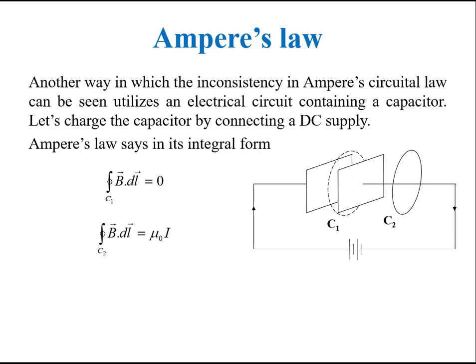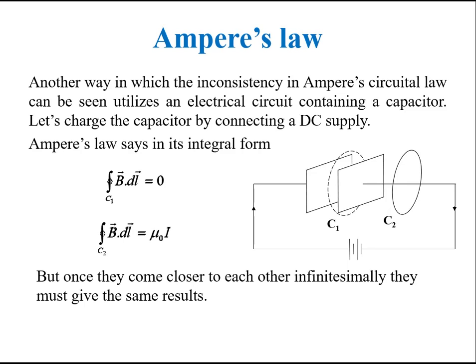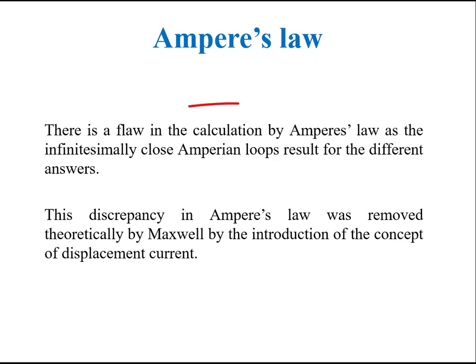Now if you bring these loops infinitesimally close, they must give the same result. But you can see it is not possible with the current form of Ampere's law, and this is another proof of inconsistency in Ampere's law. So there is a flaw in calculations by Ampere's law as the infinitesimally closed Amperean loops result for different answers. This discrepancy in Ampere's law was removed theoretically by Maxwell by the introduction of the concept of displacement current. Let us discuss in the next slides the displacement current.